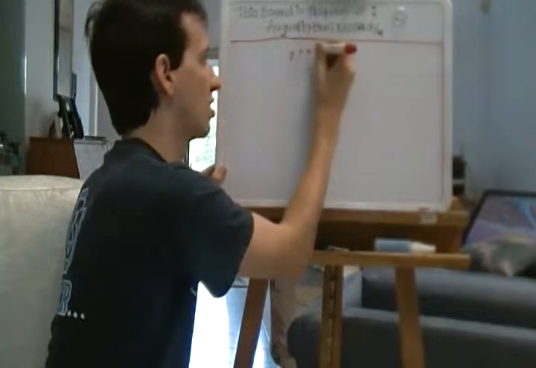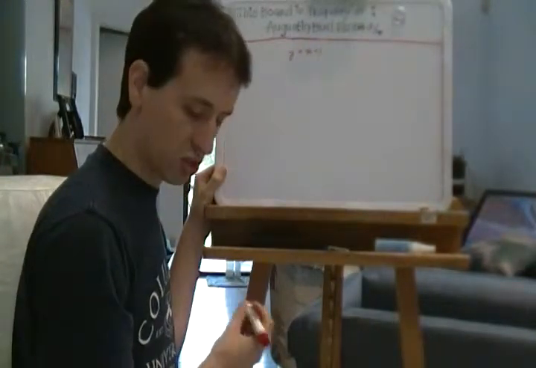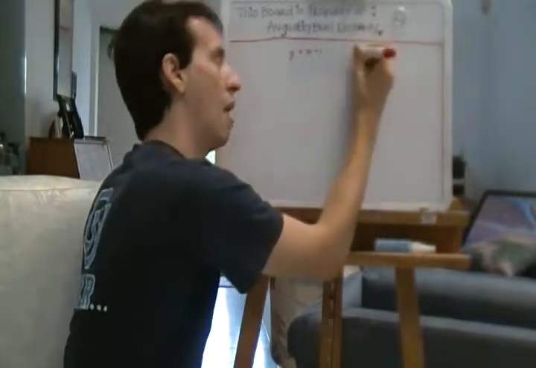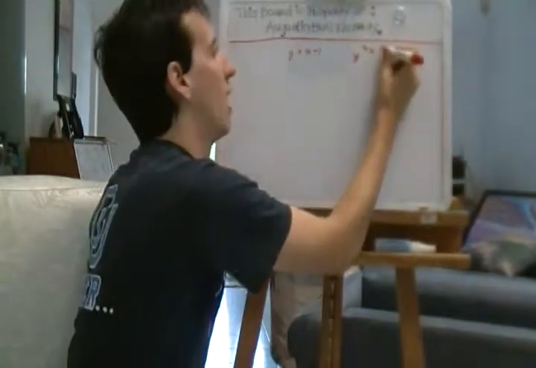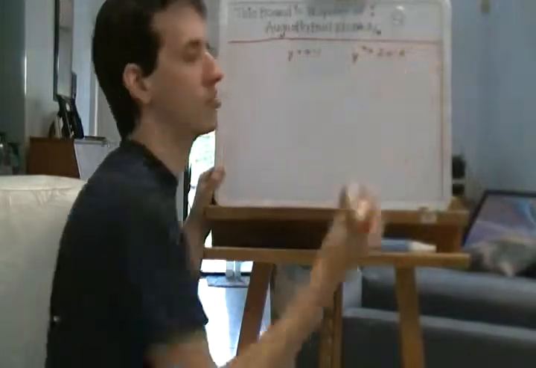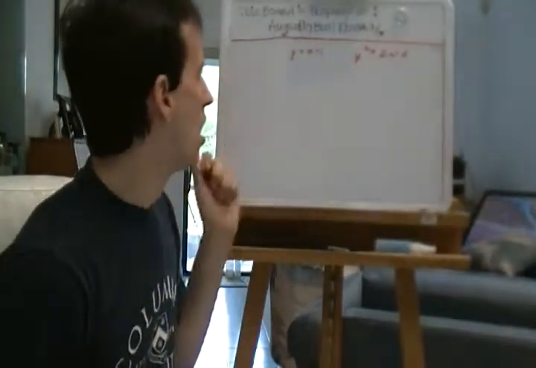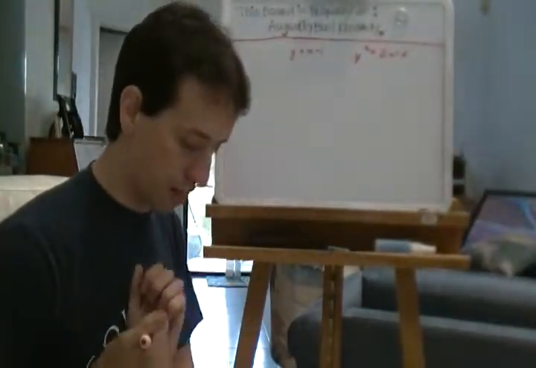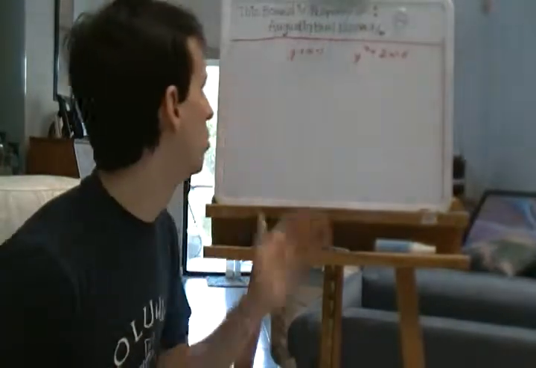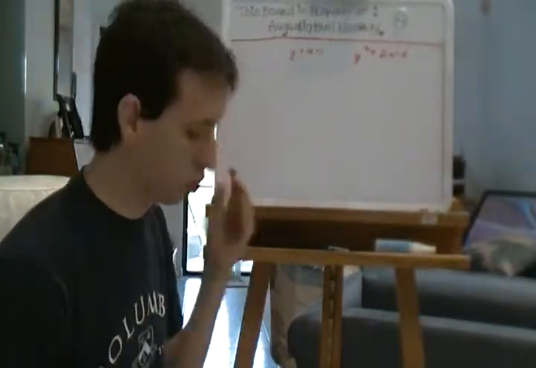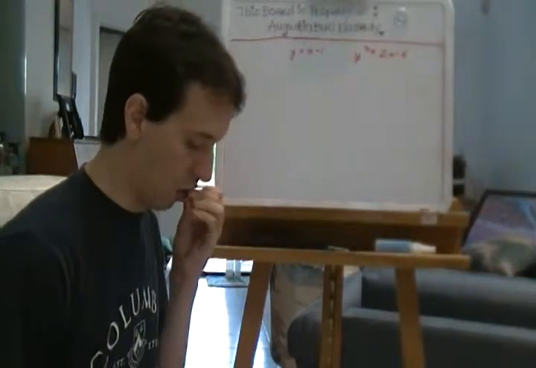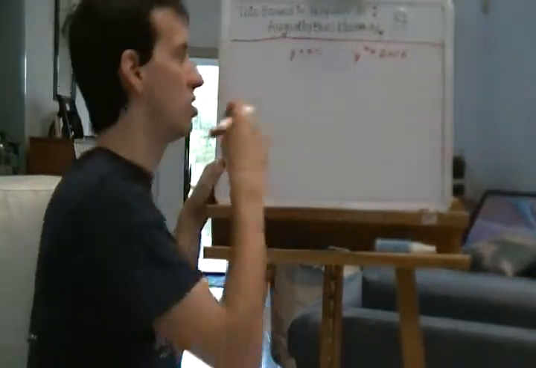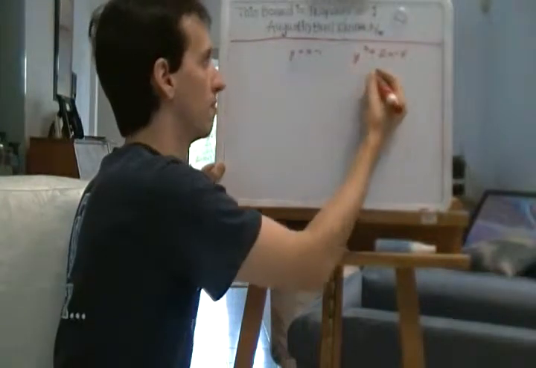y equals x minus 1. Okay, that's going to be a line. And the parabola y squared equals 2x plus 6. Alright? This presents a little bit of a challenge. So the first thing we need to do is set the y's equal to each other. And what that means is that we have to solve the equations to find the points of intersection.